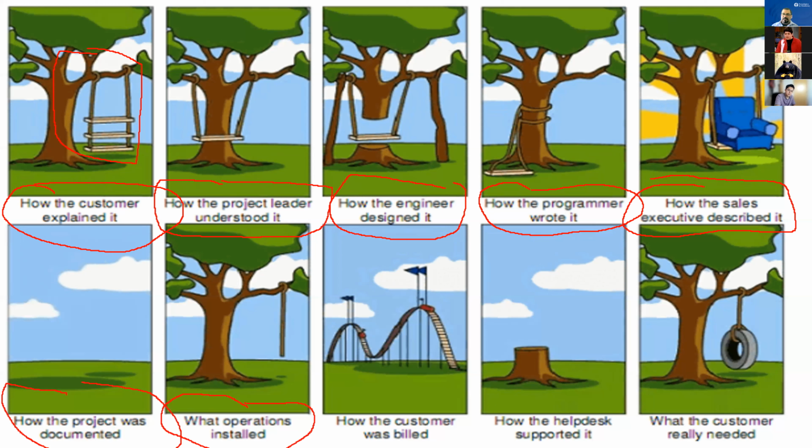Okay, the user wants it, but how is the current situation in the company? How was the customer billed? How did the help desk support? But finally, what does the user want? The user wants a very simple object, but he described a complex one. And during all the process, at the end, because it is the thing that you develop, you didn't accomplish what the user wants.